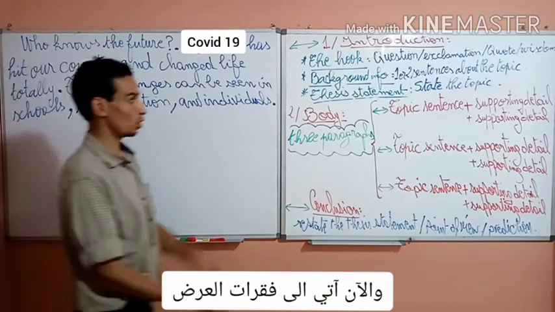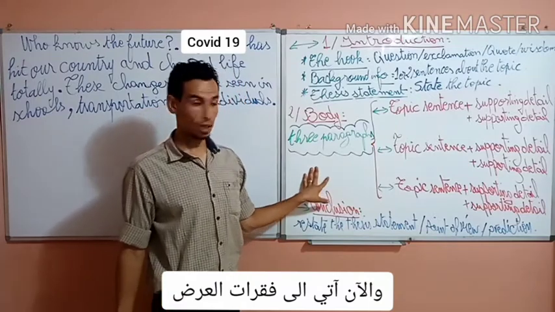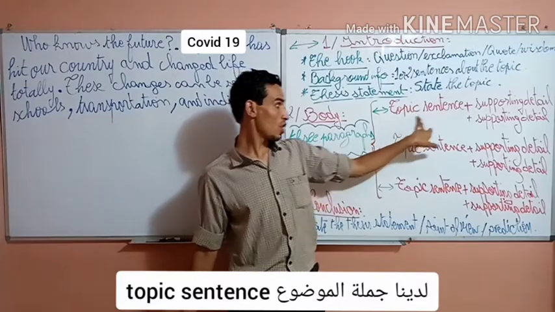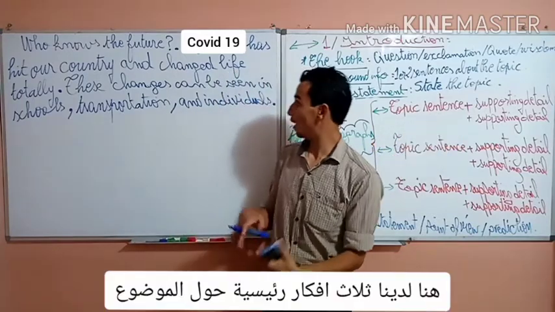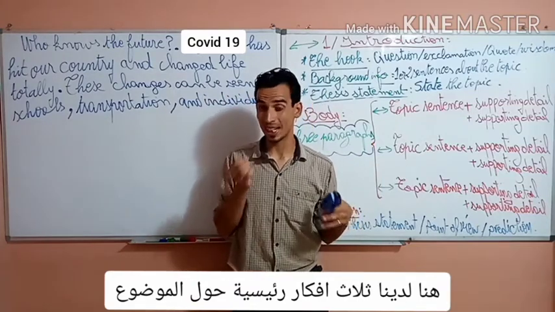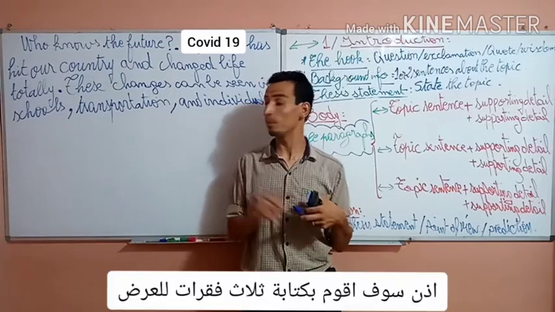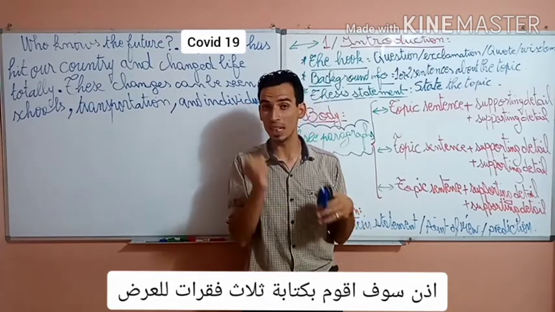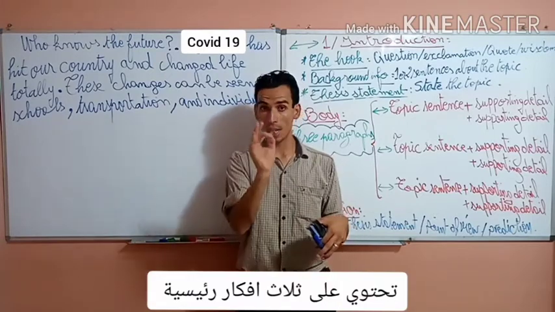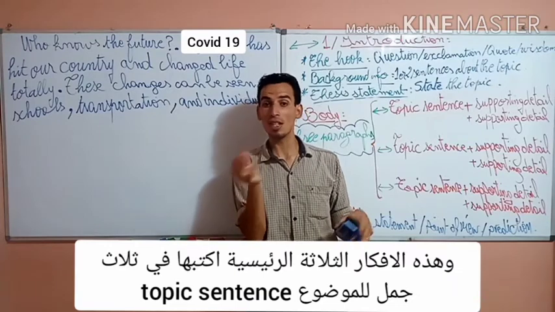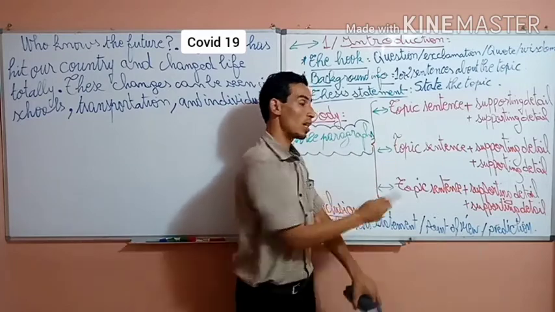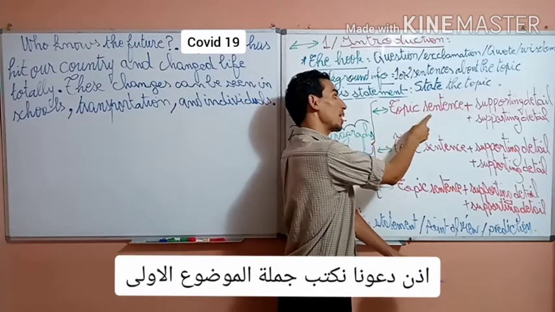Now I come to the body paragraphs. Body paragraph number 1, we have topic sentence. Here we have 3 main ideas about the topic. So I'm going to write 3 body paragraphs consisting of 3 main ideas. These 3 main ideas are written in 3 topic sentences. So let's start with topic sentence.